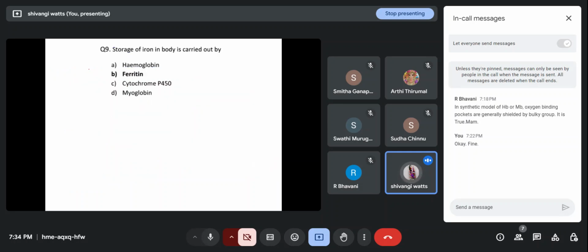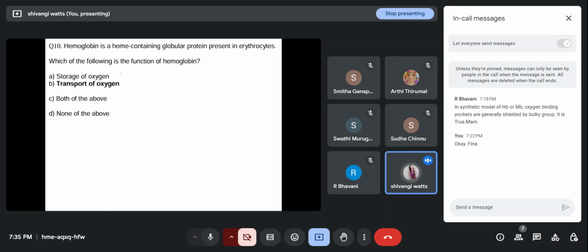So storage of iron in the body is carried out by ferritin. Very good. If I ask, transport of iron in the body is carried out by transferrin. Transport of oxygen in the body is carried out by hemoglobin. So storage of iron, ferritin. Transport of iron, transferrin. Transport of oxygen, that is hemoglobin. Very good. So this you should remember.